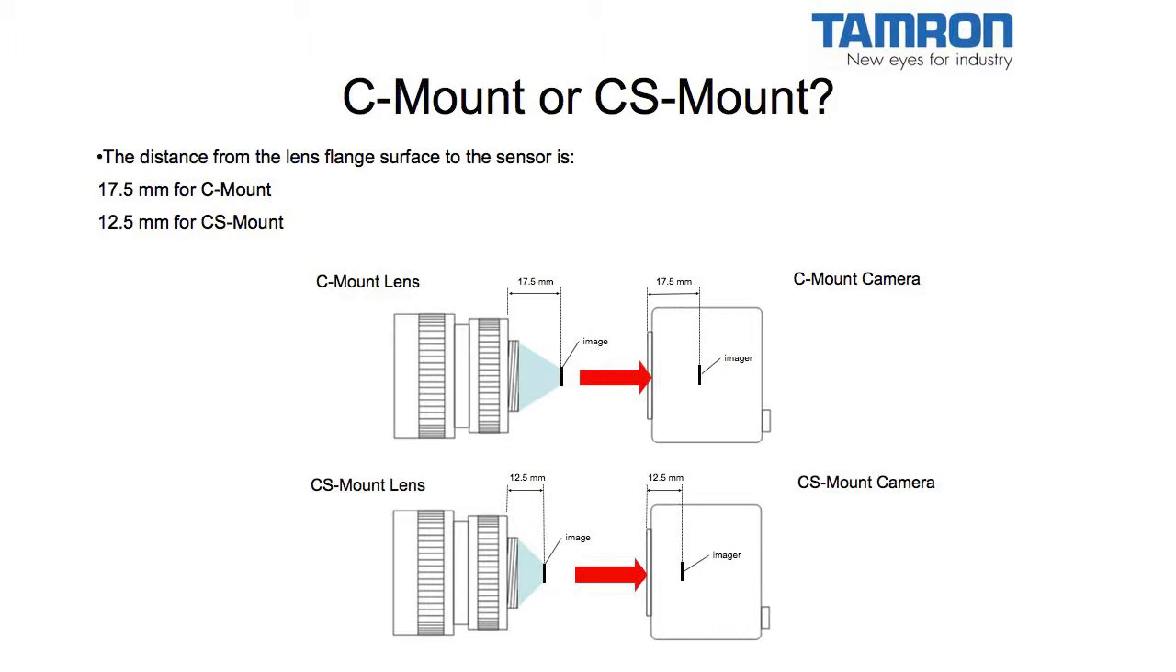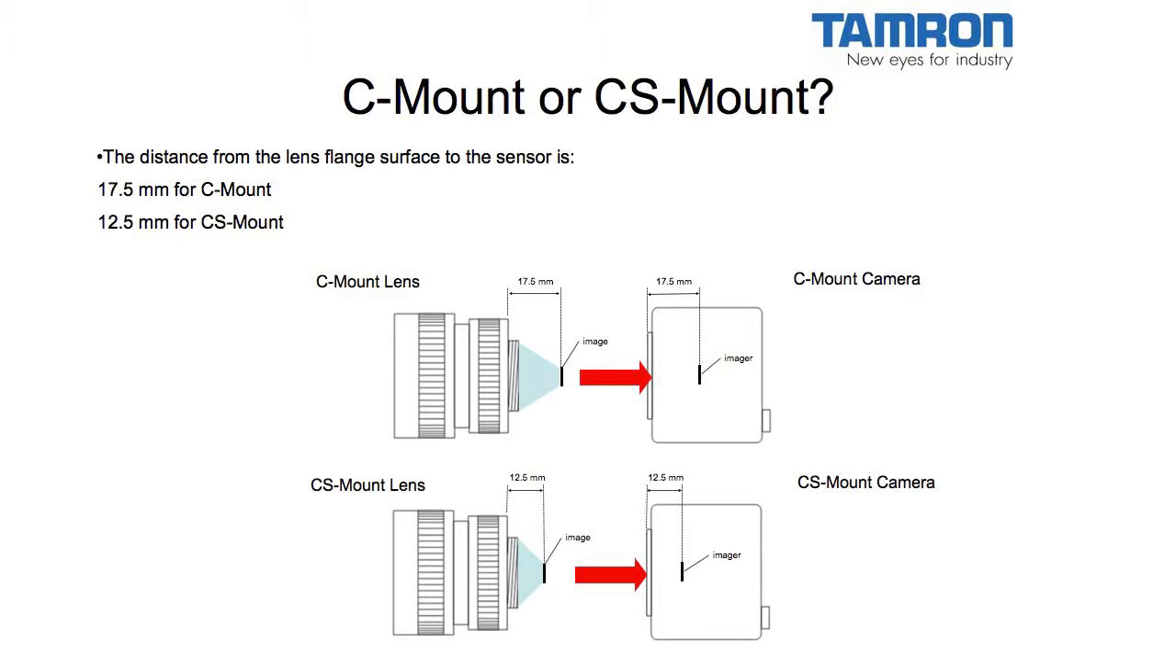There are two common types of mounts for box cameras, C-mount and CS mount. The difference between the two lies in the distance from the contact point of the camera and the lens to the camera imager. This distance is 17.5 millimeters for C-mount and 12.5 millimeters for CS mount.